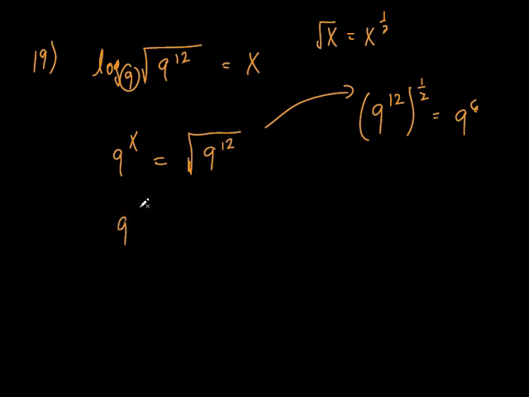So watch what we get. We get 9 to the x equals 9 to the 6th. Look at this. We got the bases the same already now, don't we? The bases are the same. What do we do with the exponents? Just set them equal to each other, and there you go. That's how they want you to do this.